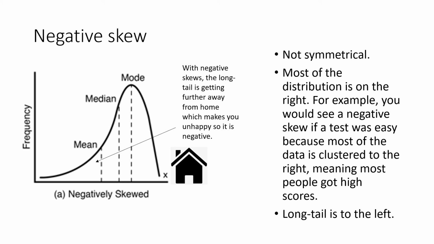You can see that your mode, median and mean follows the same pattern as what it was doing on a positive skew, with the mode being the highest point, the median sitting in between, and then the mean being lower. You can see that it is not symmetrical. These are the characteristics that the specification point wants you to know, and also that most of the distribution is on the right-hand side. So if you think of an example, you would say a negative skew if a test was easy, because most of that data is clustered to the right. The majority of people have got a high score on a test, so it is easy, it's clustered to the right, and that long tail is to the left.